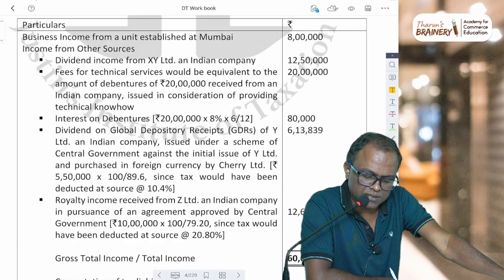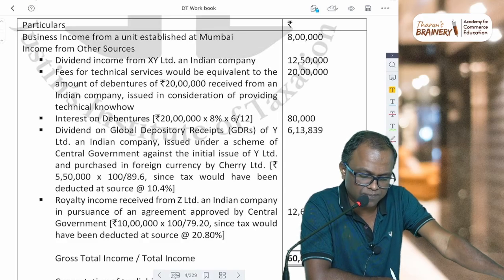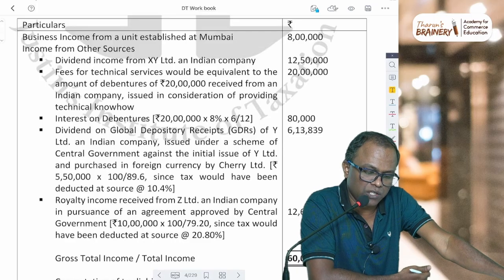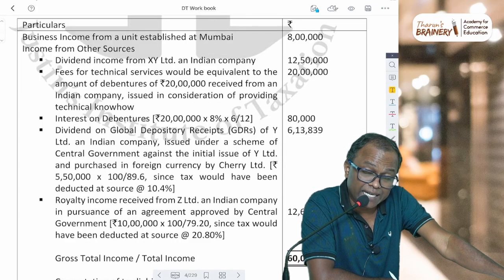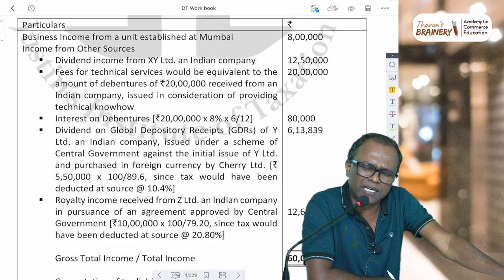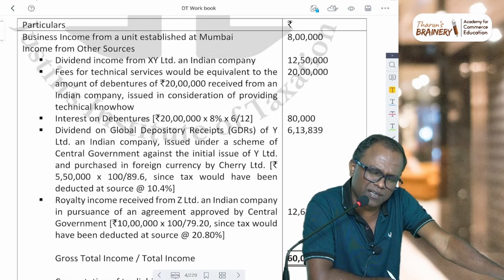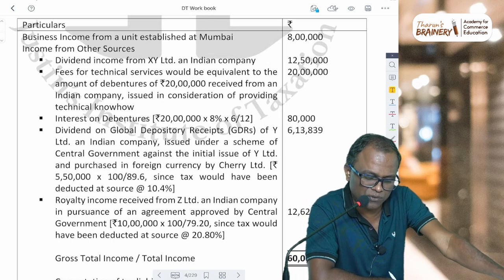And interest on debentures, that debenture was issued on 1st October only. So for the current year, they will get only 6 months interest. So 80,000. That's also gross, because we know the face value of the debentures. So simply apply 8% for 6 months, that's gross. Dividend received from GDR. They're clearly saying dividend received. Received means definitely the payer has to deduct TDS. So the amount they will receive is net of TDS. So we have to take the gross amount.